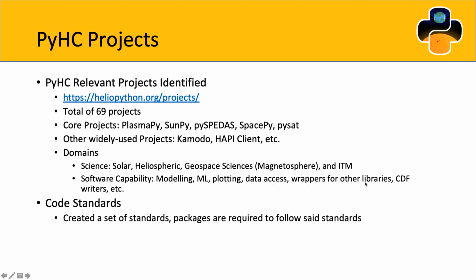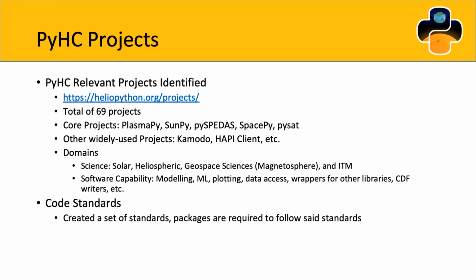As far as projects in our community go, they're all organized on our heliopython.org website under the projects tab. We have a total of 69 projects. We have a set of 5 core projects. They have a wide range of functionality in their area, and they all adhere to our PyHC standards. You may recognize some of them, PySat being one of them.